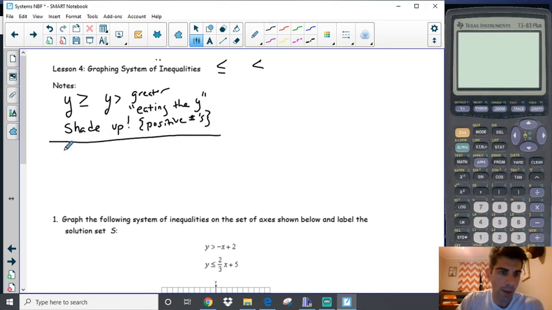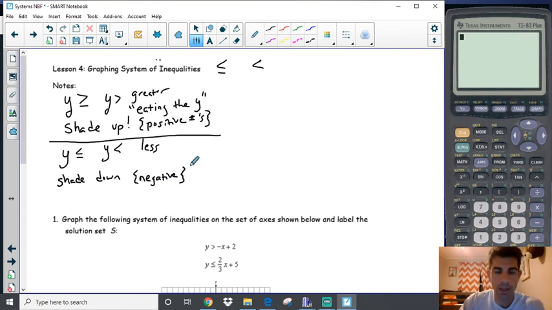When you have y is less than or equal to, or just y is less than, you are not eating the y and you're shading down. Okay, you're shading toward negative numbers. The only time you're really not shading up or down is when you have x equals lines or y equals lines. If you had an x equals line, you shade positive, so that's going to be going to the right, because the x equals line is the vertical line. And if it's less than, you're going to be shading towards negative numbers, and that would be going to the left. That's just your one special case there.